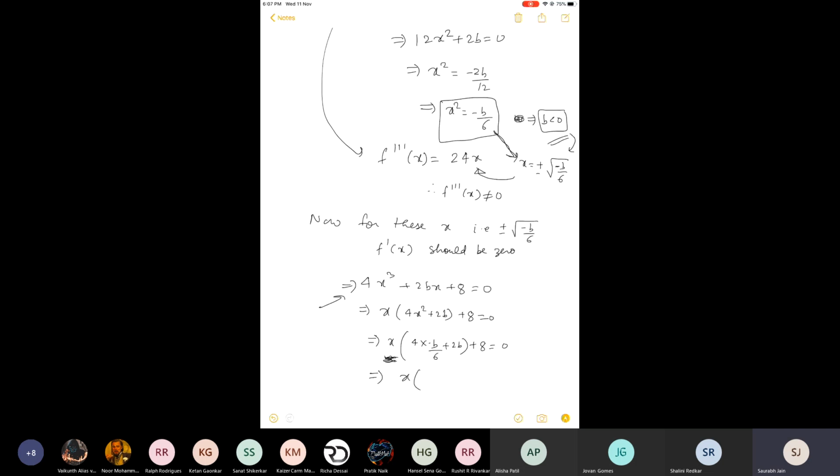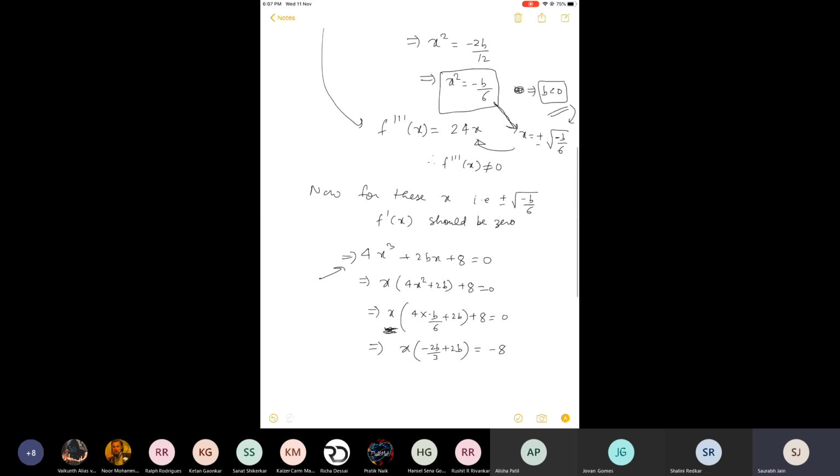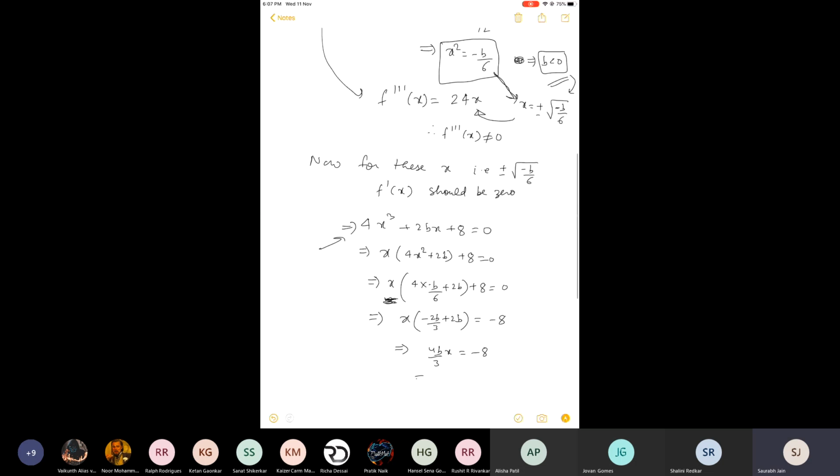So this will become minus 2b by 3 plus 2b equals minus 8. We can shift it there. This will become 4b by 3 times x equals minus 8. We can further simplify it. bx by 3 is minus 2.